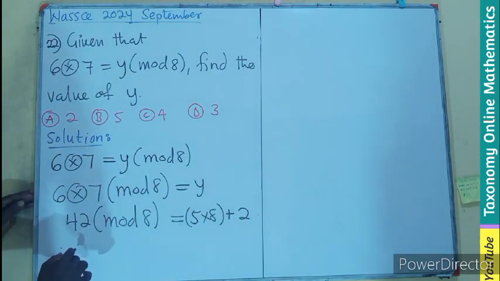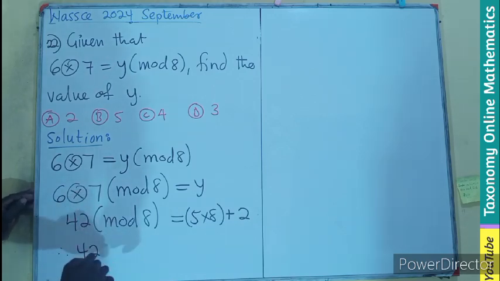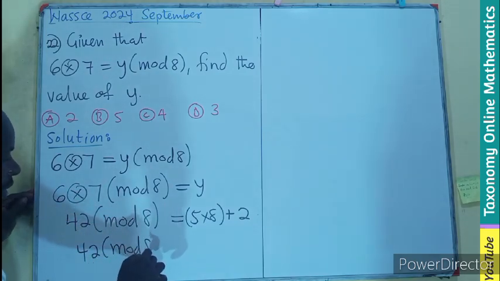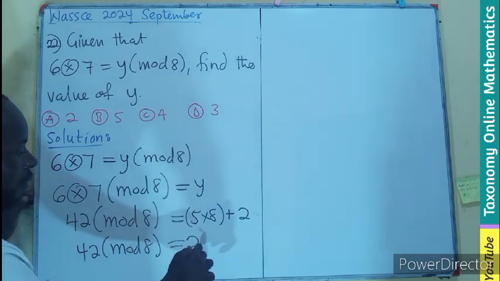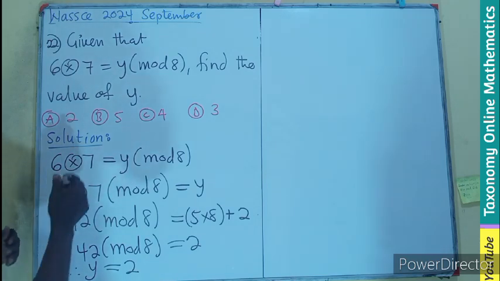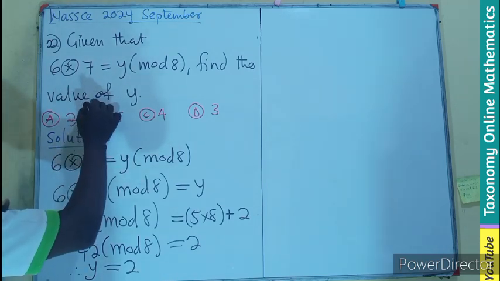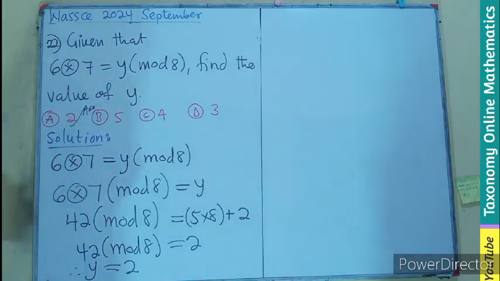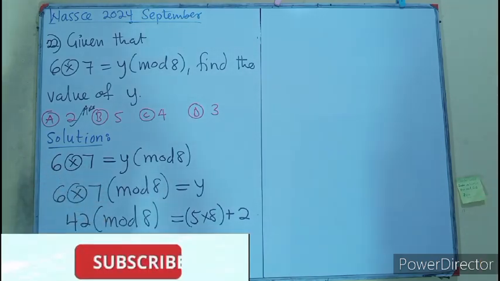So therefore, 42 in mod 8 will be equal to 2. Therefore, y is equal to 2. The value of y is going to be 2, as in option A. I guess you follow the concept that builds into arriving at 2.